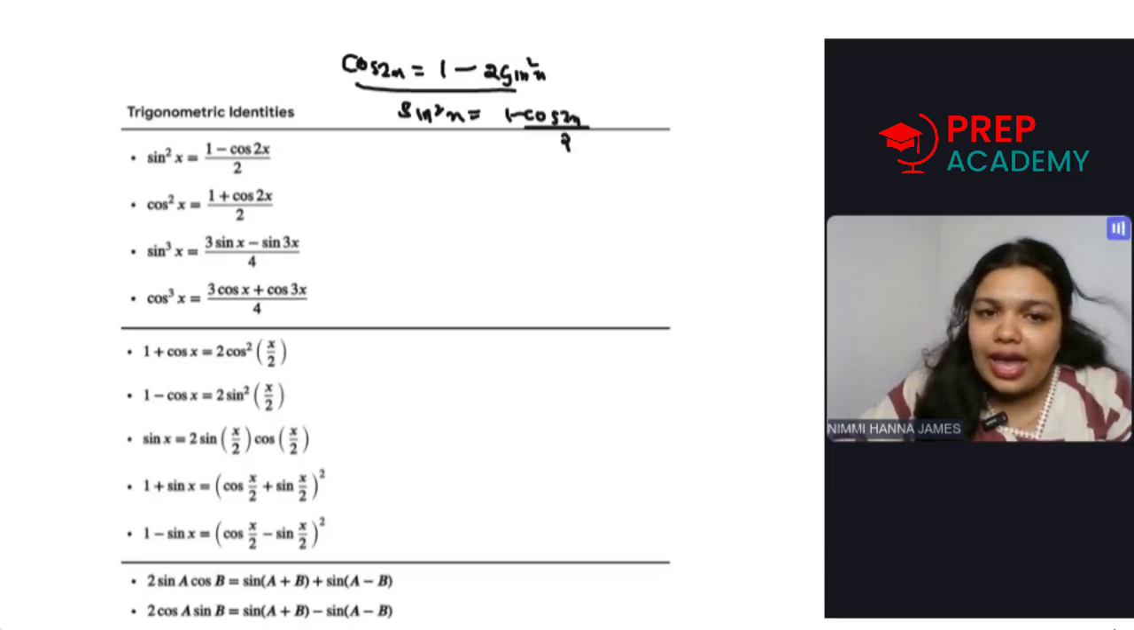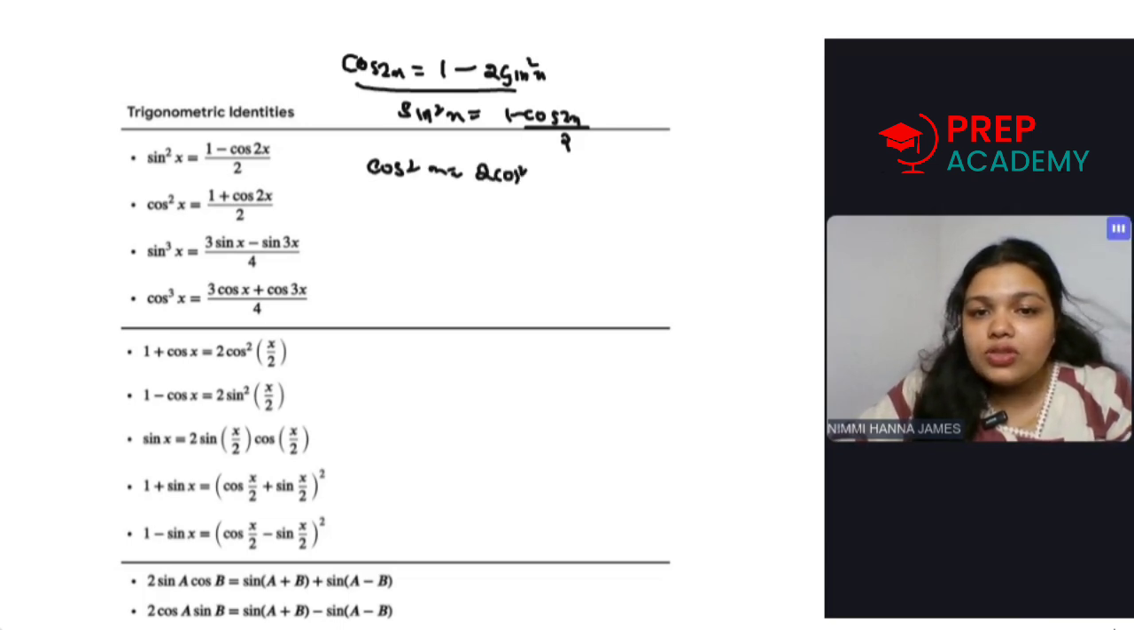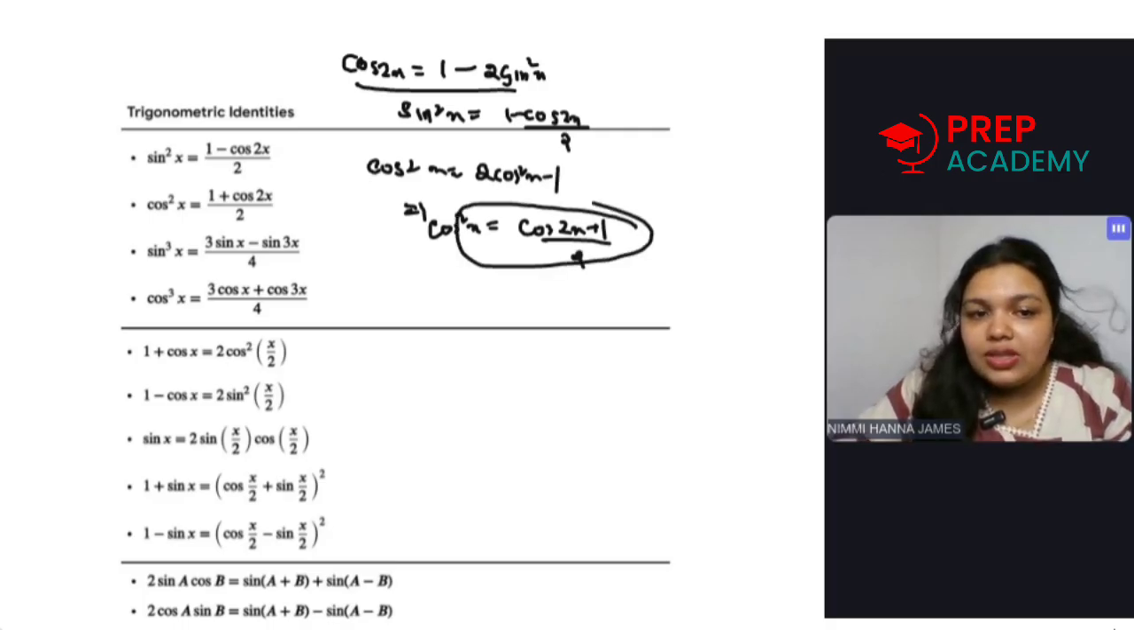Also, cos 2x has another formula, which is cos 2x is equal to 2 cos square x minus 1. From this equation we arrive at the result that cos square x is equal to cos 2x plus 1 by 2. So this is our second one right here, and this is the third one.